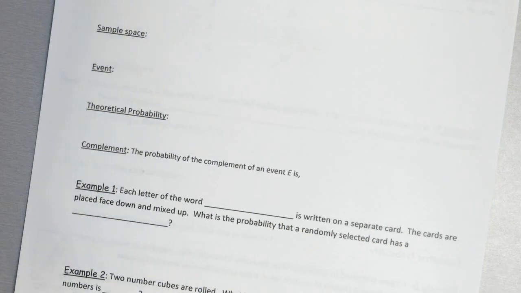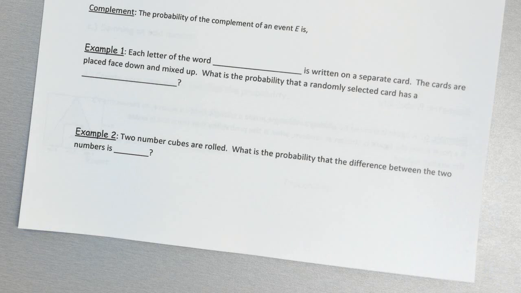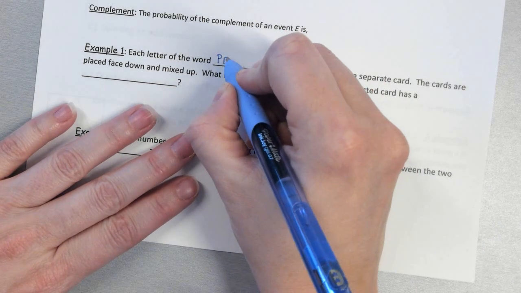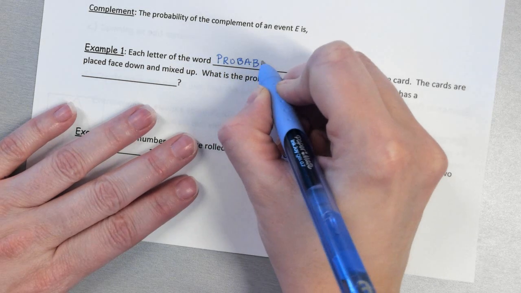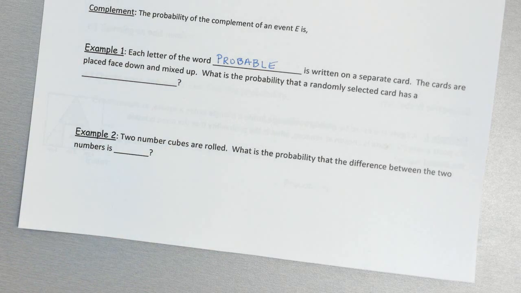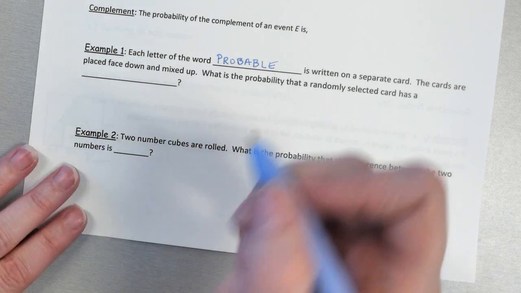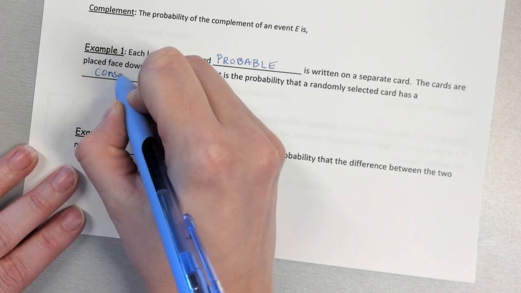We'll see how you guys know some of your vocab there. So each letter of the word probable is written on a separate card. The cards are placed face down and they are mixed up. What is the probability that a randomly selected card has a consonant? Do you guys know what a consonant is?